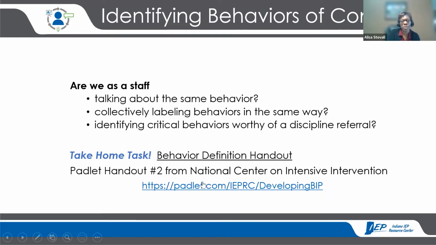And so there's actually on the Padlet, when we go there, in the resources section, a take-home task that I would recommend you pull out and have a conversation with your school team or your grade level, where you actually identify: this is what hitting is. So we know the difference between a hit and a slap or a push or any other physical behavior that you want to define. Or what is verbal defiance?